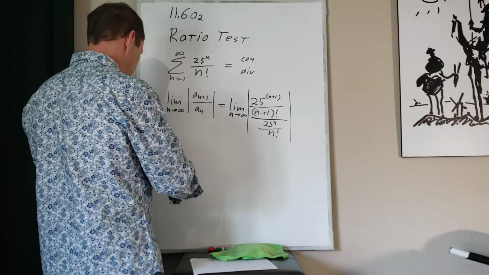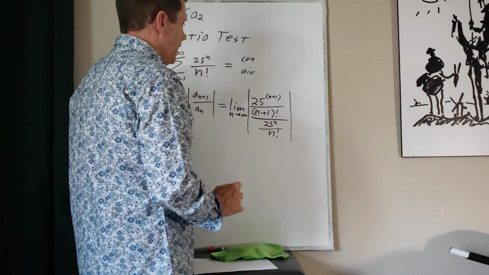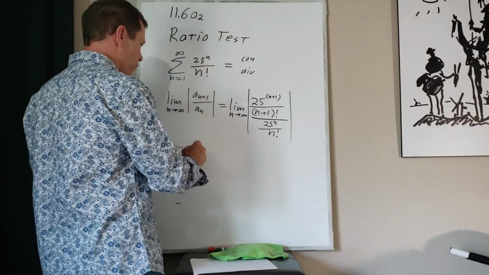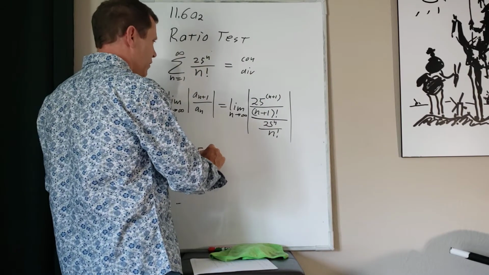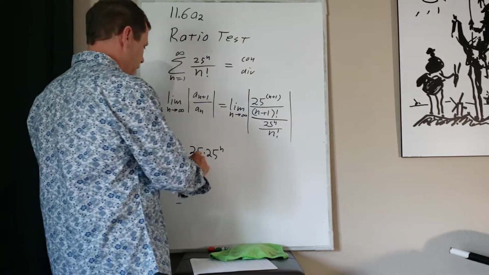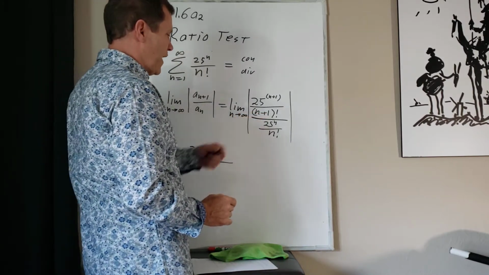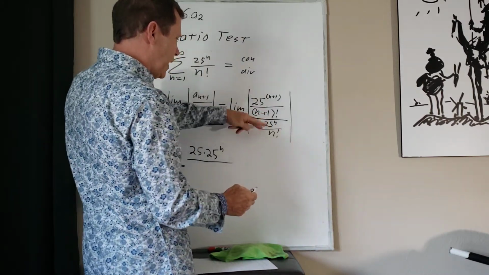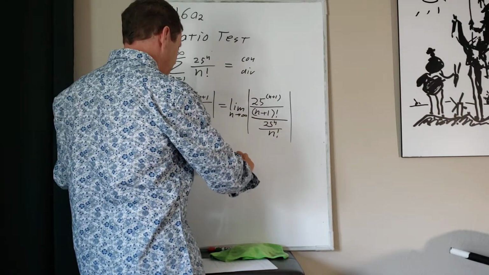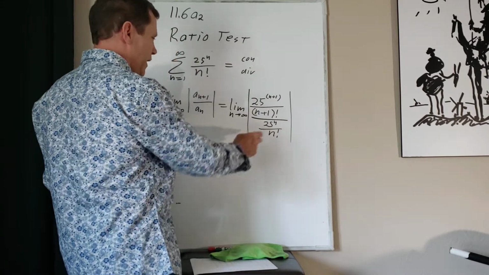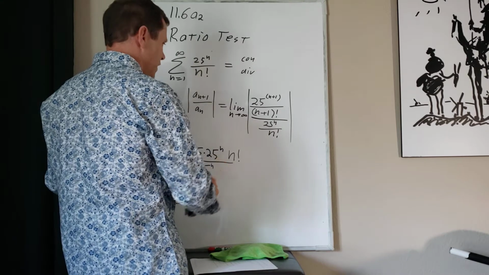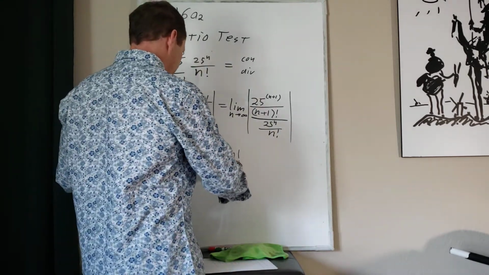Limit as n goes to infinity. And now I'm going to clean this up a little bit. What have I got here? I've got 25 to the n plus 1, so I can rewrite that as 25 times 25 raised to the n power. And that's over (n plus 1) factorial. I'll get to that in a second. Now I'm going to flip the bottom. It's a four-story fraction. Here's my big divider. I'm going to flip it, so I'm going to get n factorial on top. And now on the bottom, I'm going to have 25 to the n, and now I've got (n plus 1) factorial.